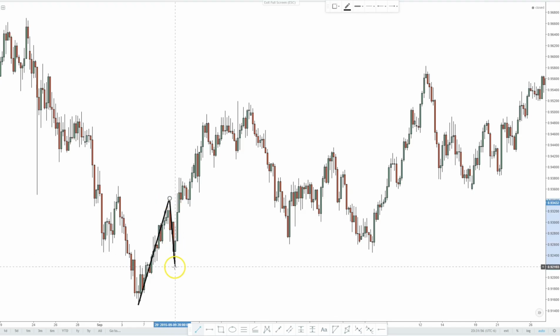I want you guys to draw on your charts like this. Trust me, it's going to help you with a lot of things. Okay, then we get an up move again, a small pullback, an up move, a small pullback, up move, small pullback, up move, small pullback. So we'll actually start drawing all of those.